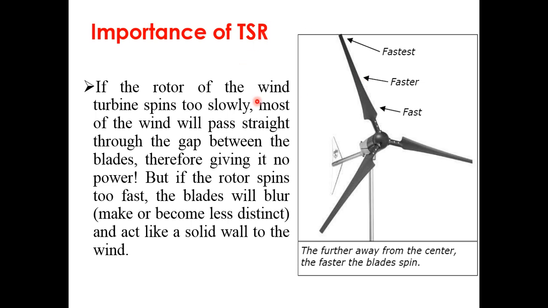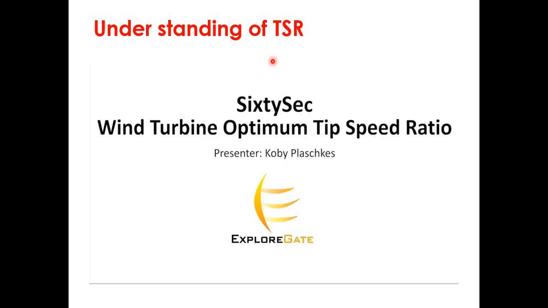If the rotor speed, particularly considering the wind speed, is too low, then most of the wind will pass through the gap. But if the rotor spins too fast, then the blade will blur and act like a solid wall. So in the ultimate case, it has to rotate in such a way that there is enough amount of drag and lift forces incorporated on the wind turbine, and you will get various values of tip speed ratio by changing the wind speed.